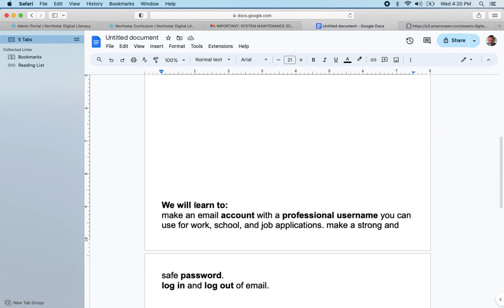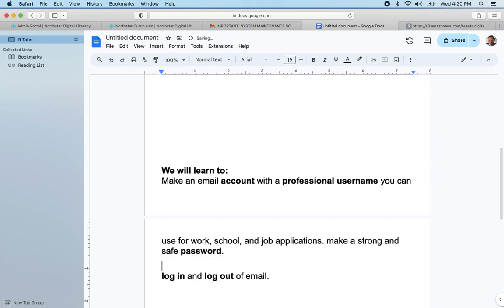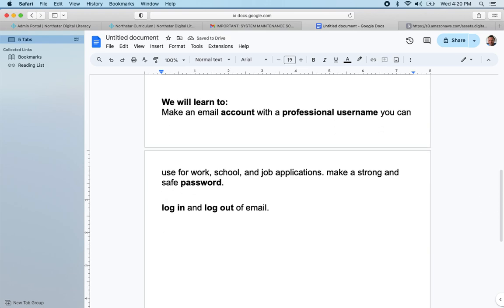Okay, so tonight we'll learn how to make an email account with a professional username so you can use it for work, school, and job applications, and make a strong and safe password. We'll also learn how to log in and log out of email.